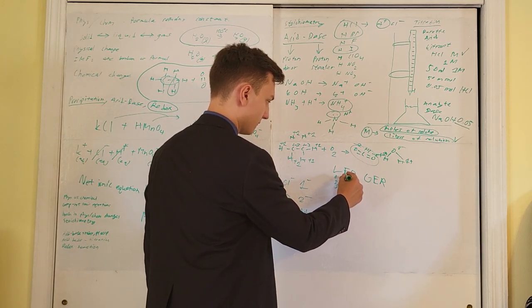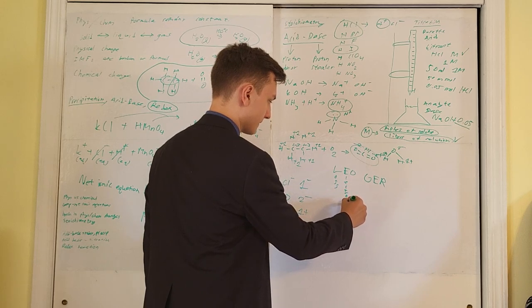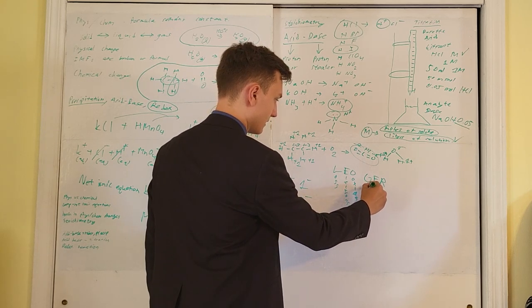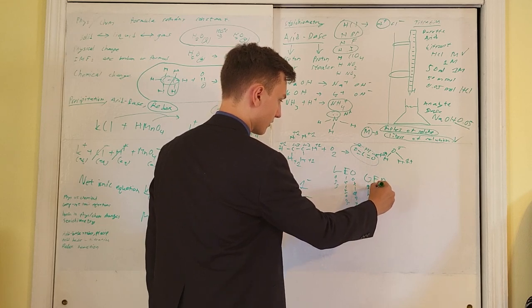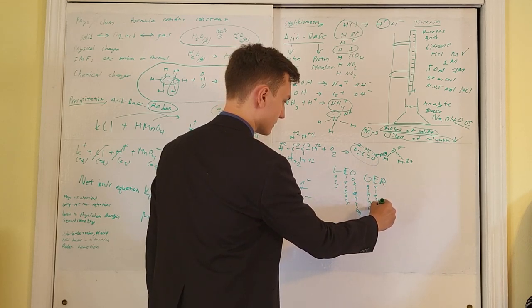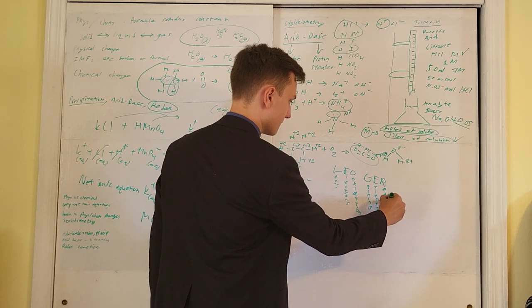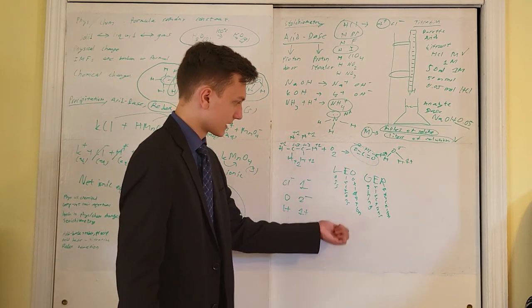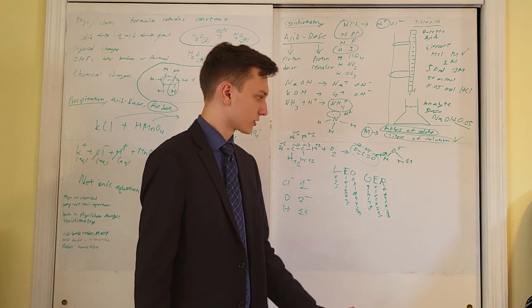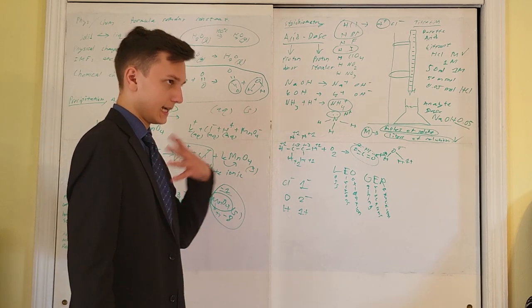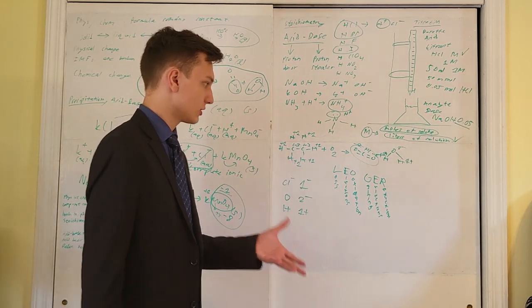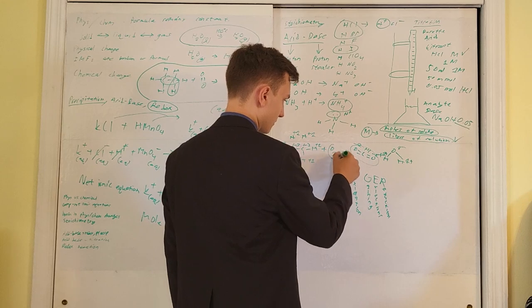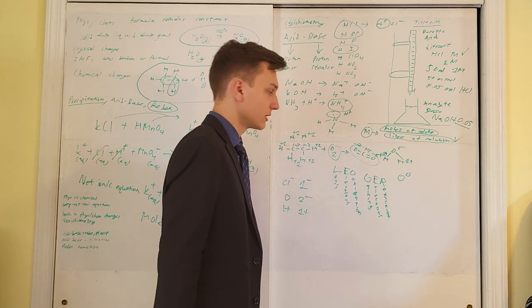Loss of electrons is oxidation. Gaining electrons is reduction. Okay? Leo the Lion Says Grr. Loss of electrons is oxidation, gaining electrons is reduction. So gaining electrons means you have a more minus charge, losing electrons means you have a more positive charge. Okay, so on the reactant side, this O2, oxygen had a zero oxidation number.